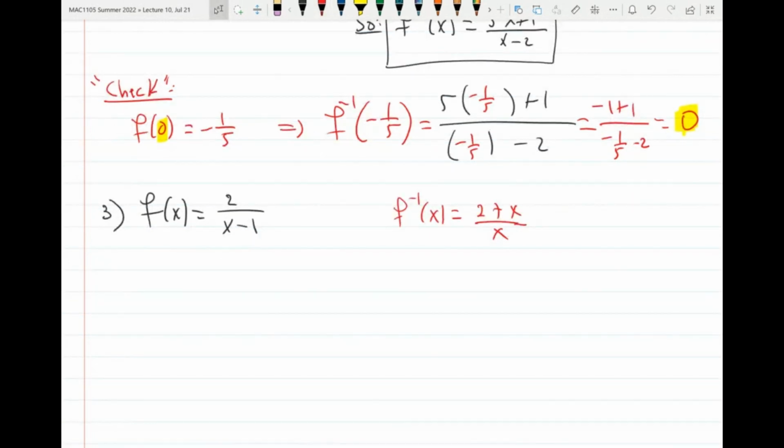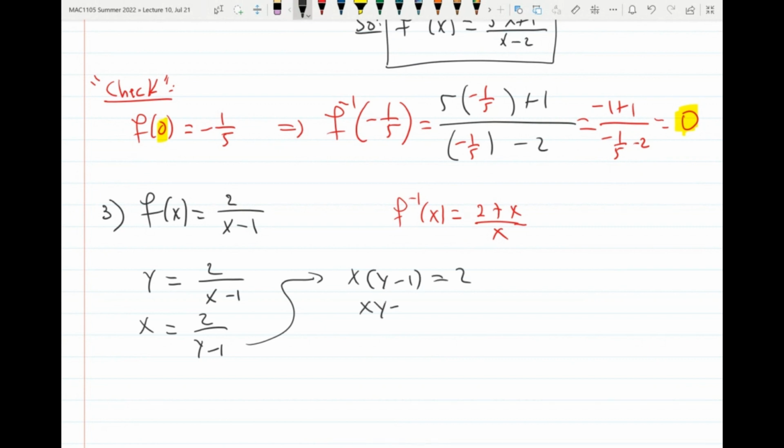Now you could plug in some points to check. But anyways, let's compute. So again, y equals 2 over x minus 1, switch, and then solve. So x times y minus 1 is equal to 2. Distribute, move the x over, divide. Okay? Any questions? Okay, so given a function, if you have the formula, now you know the procedure to figure out the inverse.